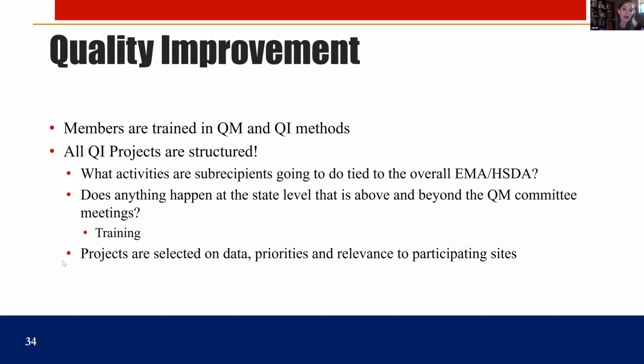And then is anything happening at the state level that's maybe beyond? Is there a way for alignment? Is there opportunity for more trainings? And finally, you want to make sure all your QI projects are selected based on data and priorities and relevance. And that selection and alignment of priorities is one of those key functions that the committee can lend to the jurisdiction.